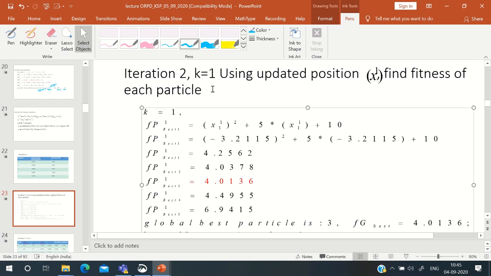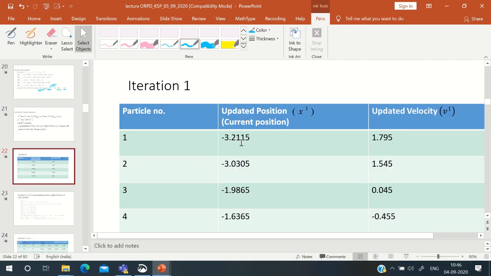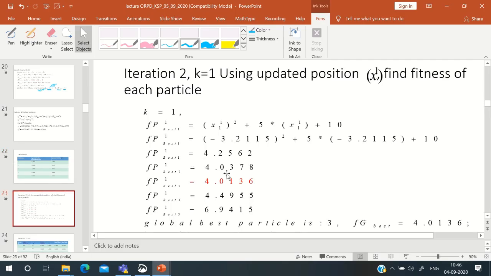Iteration number 2, and k is 1. Using the updated position x superscript 1, find the fitness of each particle. So the function personal best value of the first particle at the end of first iteration is x1 superscript 1 squared plus 5 x1 superscript 1 plus 10, that is (-3.211) squared plus 5 times (-3.211) plus 10. The value obtained is 4.2562.